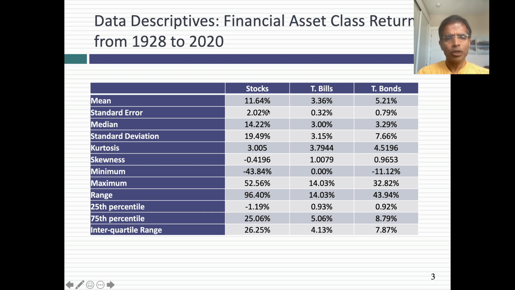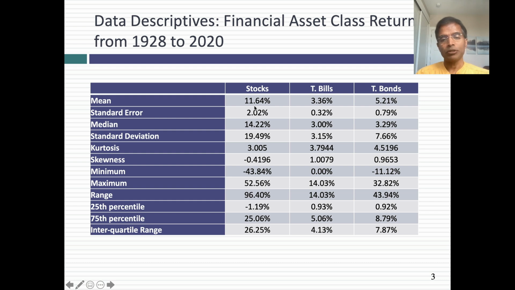Let's pause right there, saying, what does that tell me? Well, if I assume the future is going to look like the past, and you ask me, what will returns on stocks look like next year? With the big caveat of the future looking like the past, I could tell you with 67% confidence that my returns are going to be somewhere between 9.62%, that's 11.64 minus 2.02%, and 13.66%, which is 11.64 plus 2.02%.